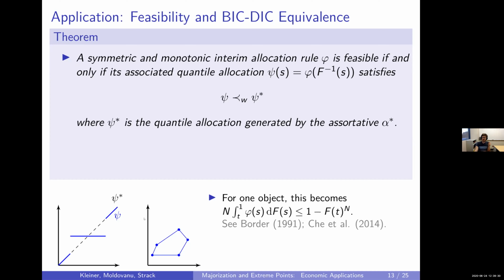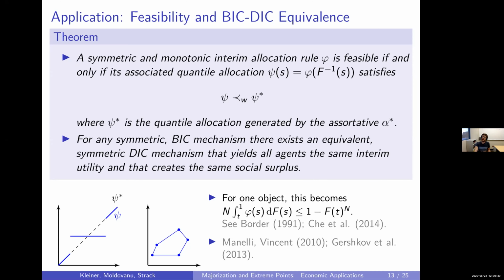Another observation is that the extreme points, the way you implement them, it's actually easy to implement in dominant strategies. It's a well-known result that the assortative allocation rule can be implemented in dominant strategies. But then this randomization is also easy to implement in dominant strategies. So another conclusion is then, for example, immediately that any symmetric and Bayesian incentive compatible mechanism can be implemented, or for this there exists an equivalent dominant strategy mechanism, such that all the agents get the same interim utility and you create the same social surplus.